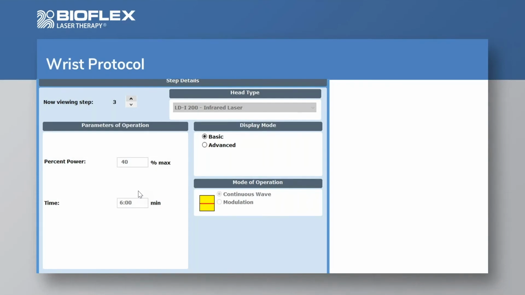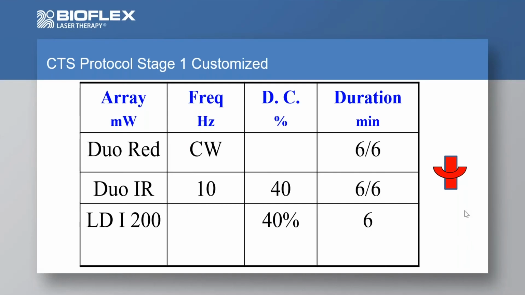And then the laser probe for the infrared is set to 40% power. It's that continuous wave. Total of 6 minutes, and that 6 minutes is spread out over the entire wrist, with a focus, of course, over the carpal tunnel. Now, I'm going to suggest that if you're treating carpal tunnel, that you can customize the protocol.